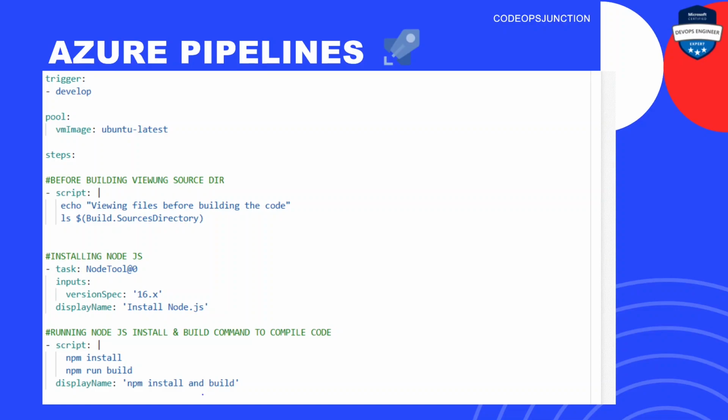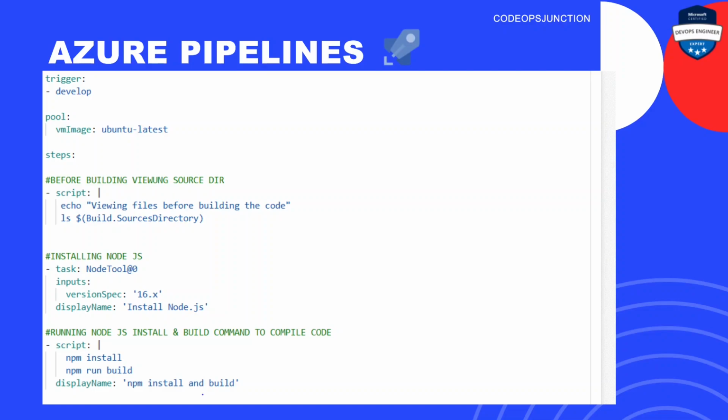In the first step, you can see there is a script that prints viewing files before building the code. So it will just print out the message, and in the second line of the script you can see there is ls, that means listing the directory of the $(Build.SourcesDirectory). So don't get confused. Build.SourcesDirectory is an environment variable in Azure Pipelines, and we will see it in depth.